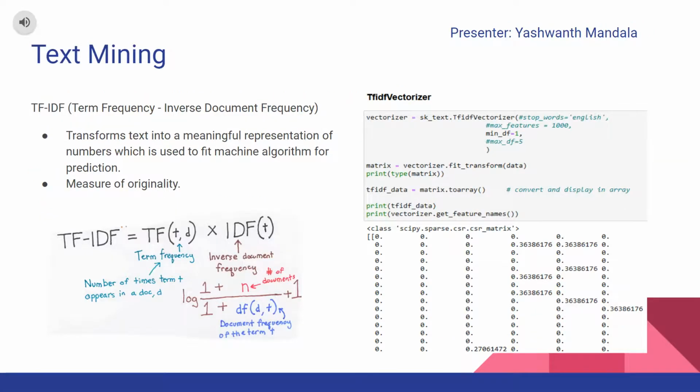This is another method called TF-IDF vectorizer. TF-IDF is term frequency inverse document frequency. It transforms text into a meaningful representation of numbers which can be further used to fit machine learning algorithms of prediction. This is a measure of originality of a word by comparing the number of times a word appears in the document with the number of documents the word appears in. And below is a formula to calculate TF-IDF.